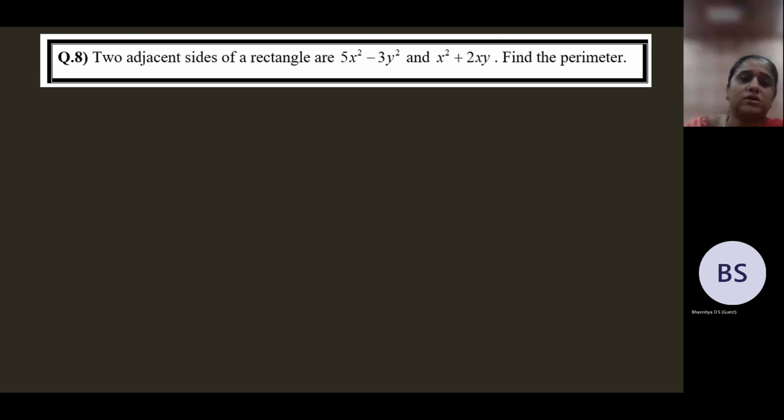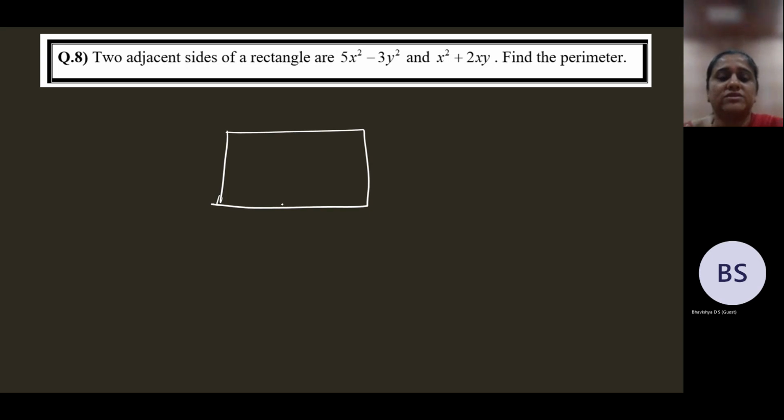Now, two adjacent sides of a rectangle are given to you. So adjacent sides meaning, in a rectangle, say this one and this one, they are adjacent sides. Next to these are opposite sides. See this one and this one, they are opposite sides. This one and this one are opposite sides. Adjacent sides meaning next to one. See, after this side comes this side. They are adjacent sides. Okay, so you're given two adjacent sides.